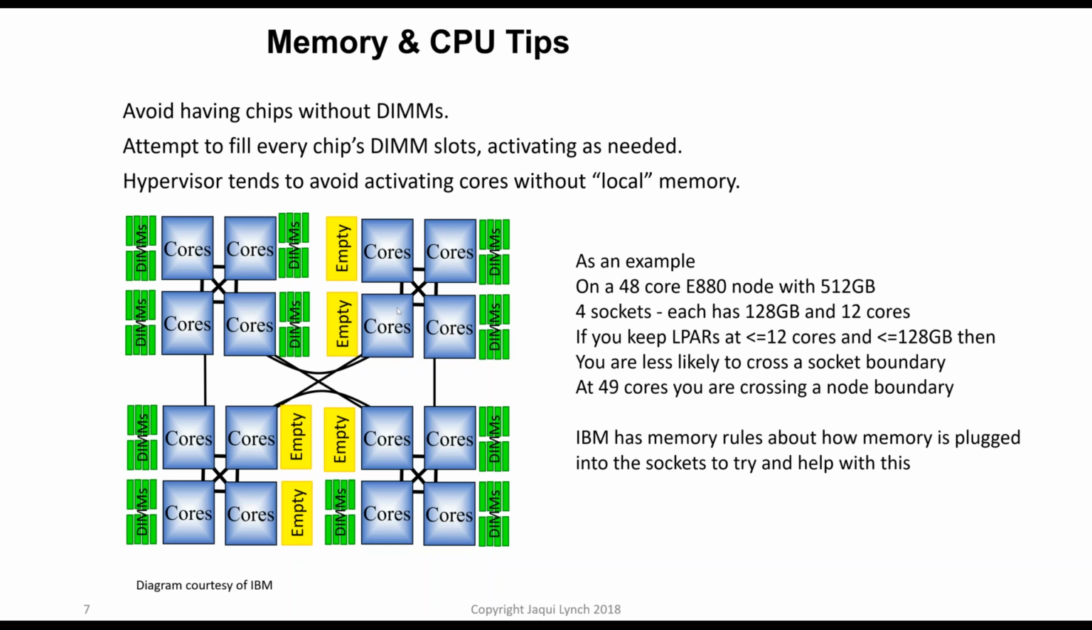And the reason that it's 128 gig per socket is because IBM has strict rules about how the memory is plugged into the sockets. So if you have 4 sockets and 512 gig, it's going to make you do it. In the case of my 512 gig, 128 gig to each one. Okay, so that's enough about architecture.